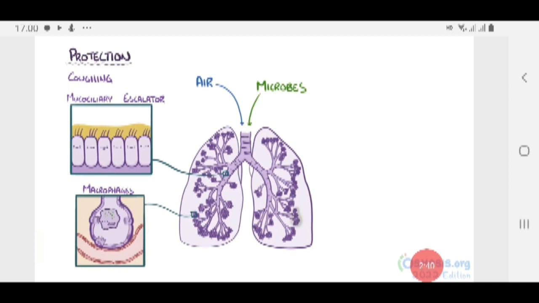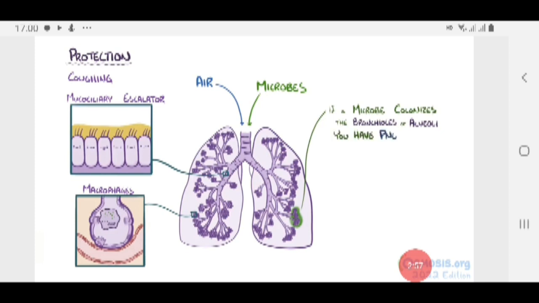But sometimes a particularly nasty microbe might succeed in colonizing the bronchioles or alveoli. And when that happens, congratulations, you've got pneumonia.